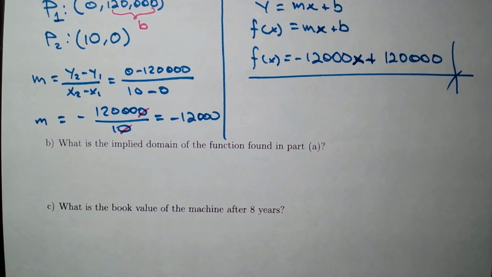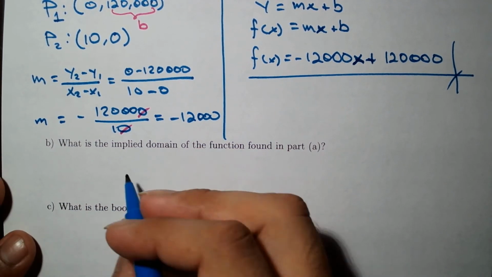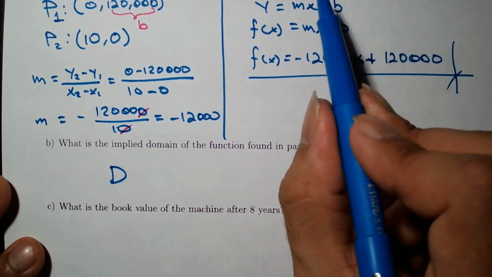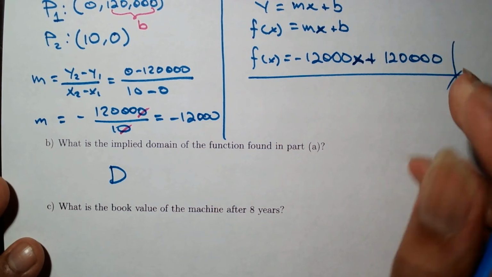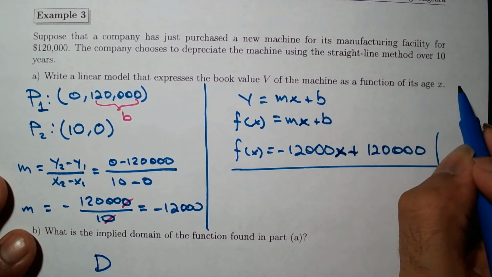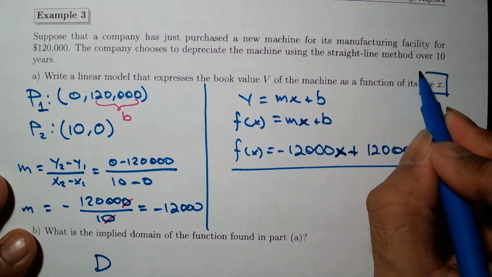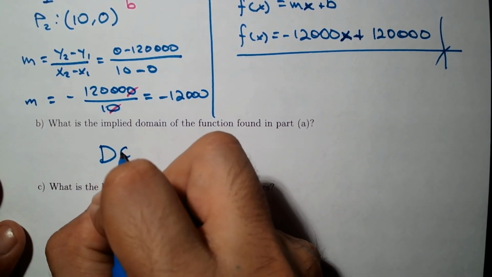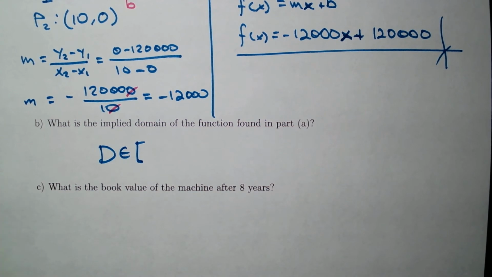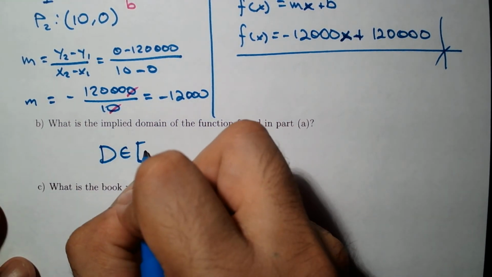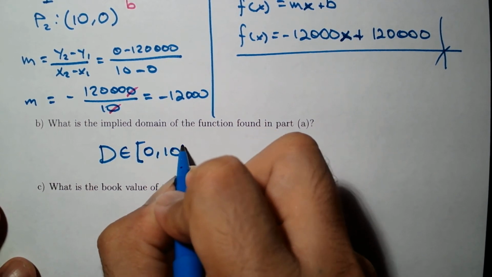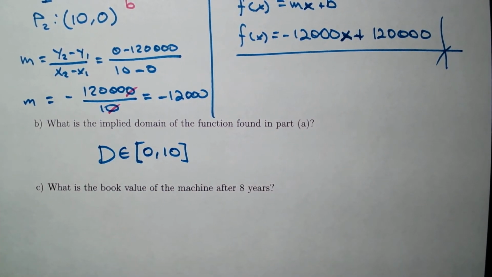However, in the context of the situation, there is an implied domain, because in this case x represents the number of years, which is the age. So in this case, the company chose to depreciate its value from the very beginning, which is year equals 0, until 10 years. So that's the domain of this function, 0 to 10.